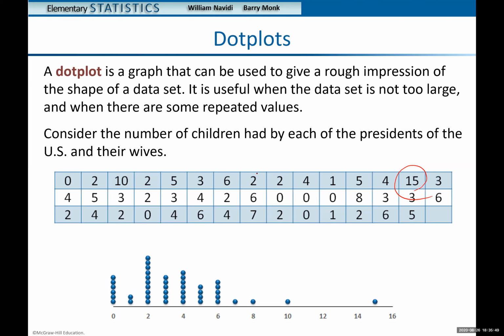Where's my pen? So again, if this is your 0, you place a dot. 2, a dot here. 10 is here, 2 is on top of the first dot, 5 is here, 3 is here, 6 is here, another 2, then 4, and so on and so forth. That's why you're going to have all this.